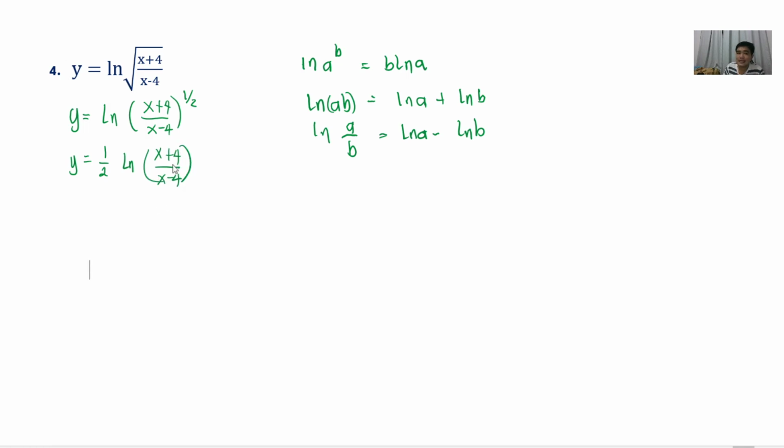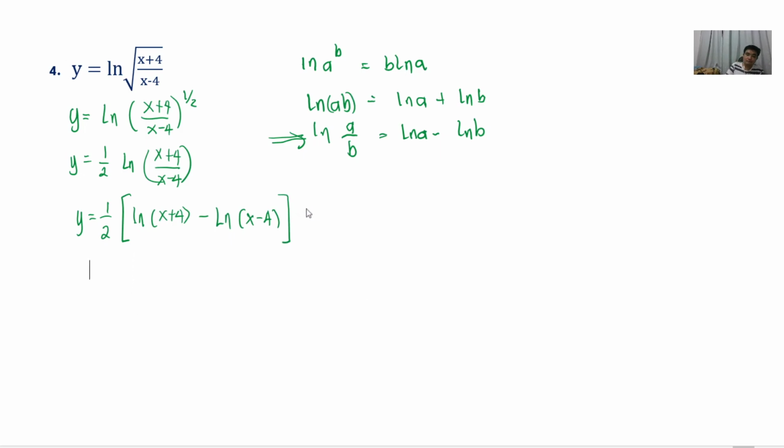Kung makikita mo, class, ang ln of (x plus 4) over (x minus 4), diba? Ang fraction siya. You have a numerator and then the denominator, and pasok siya dito, class. Diba na ln of A over B is just equal to ln of A minus ln of B. So magiging y equals 1 half times ln of your numerator x plus 4 minus the ln of your denominator x minus 4.